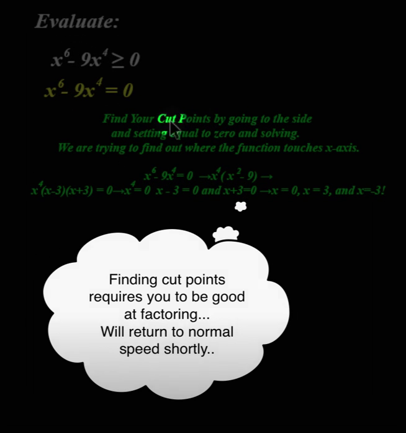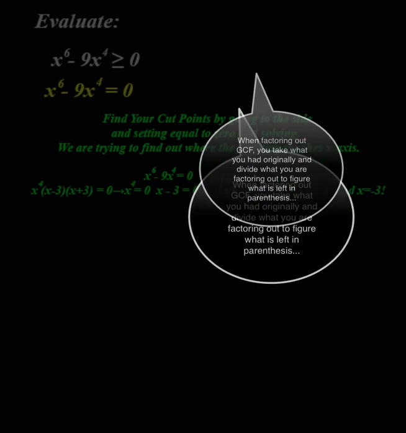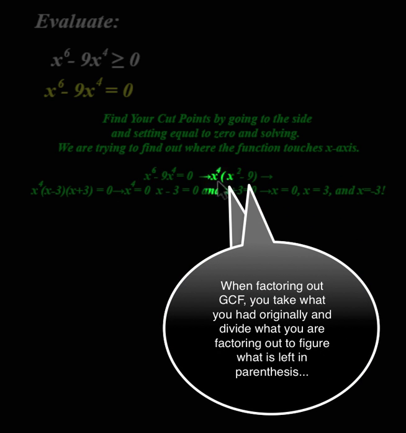The first thing you're going to do is find your cut points. Go off to the side, set it equal to 0, and you should notice that there's an x to the 4th common to both of these, so you're going to factor out the greatest common factor. To figure out what's left, you take what you had originally and divide it by what you're factoring out. So x to the 6th divided by x to the 4th gives you x squared. X to the 4th divided by x to the 4th gives you negative 9.